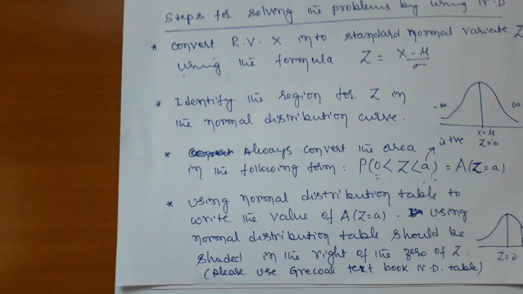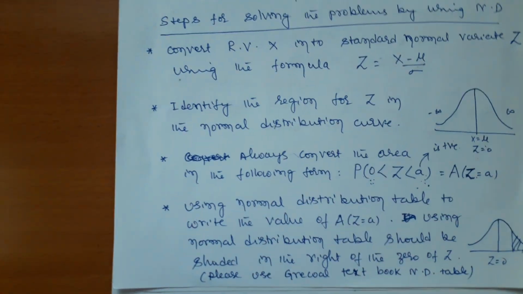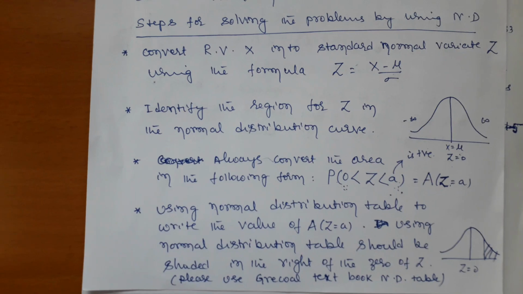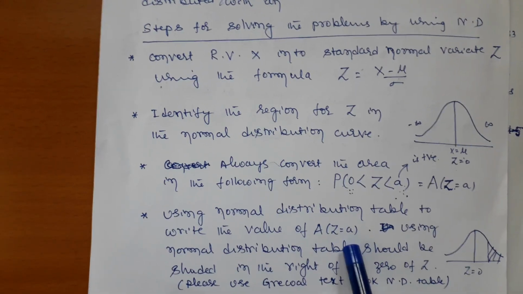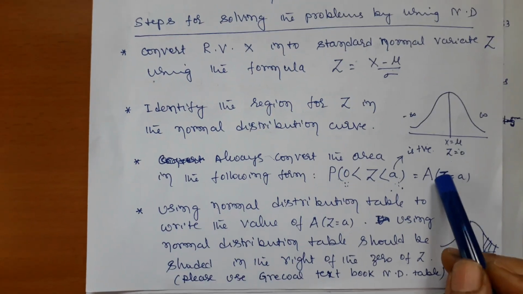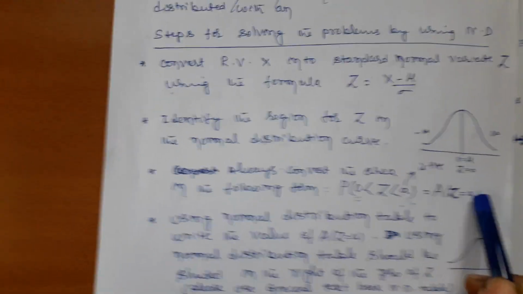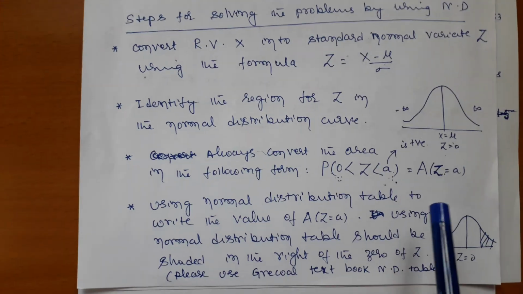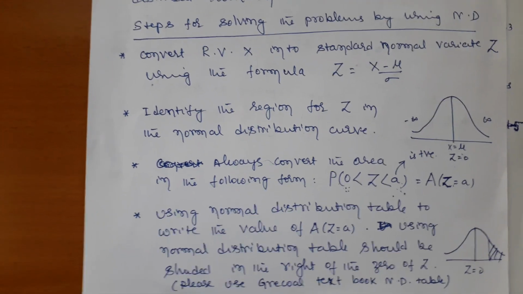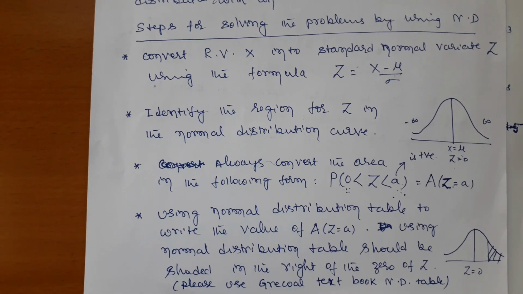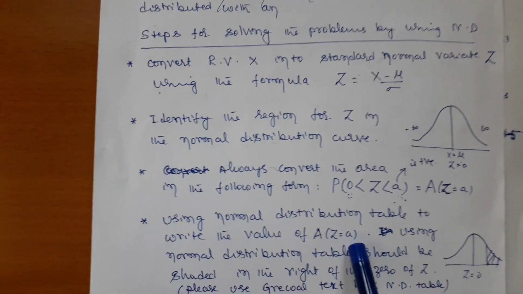The question arises why you always convert to z greater than 0 and less than a. Because using the normal distribution table, we write the value of A of z equal to a. Once you get A of z equal to a, after that I have to know the value of that area. Now we have to use the normal distribution table. While solving a problem, I will explain how to use the normal distribution table. From that we get the area of z equal to a.